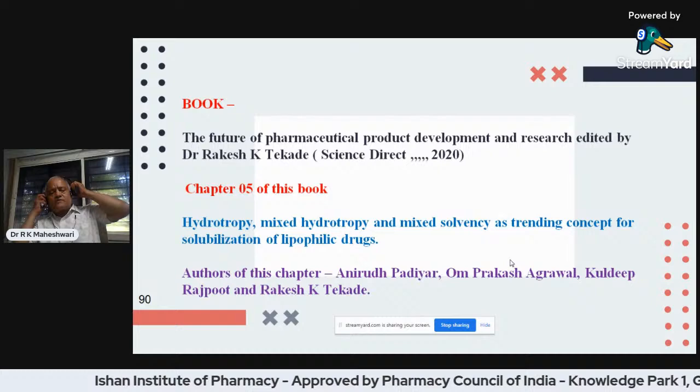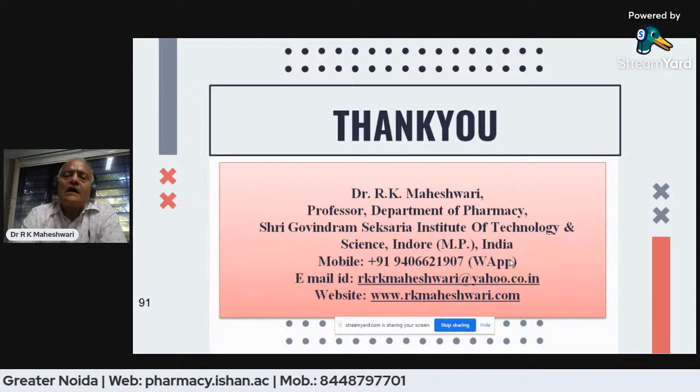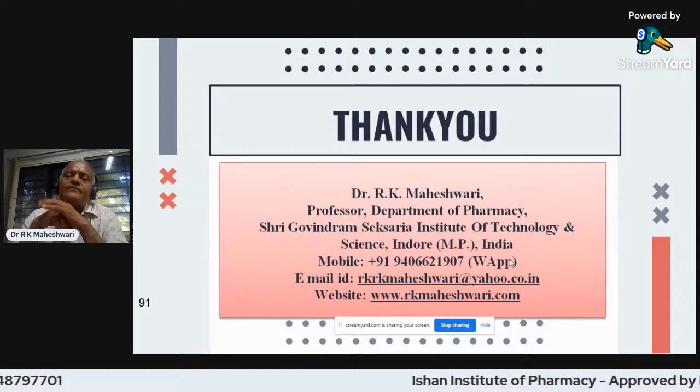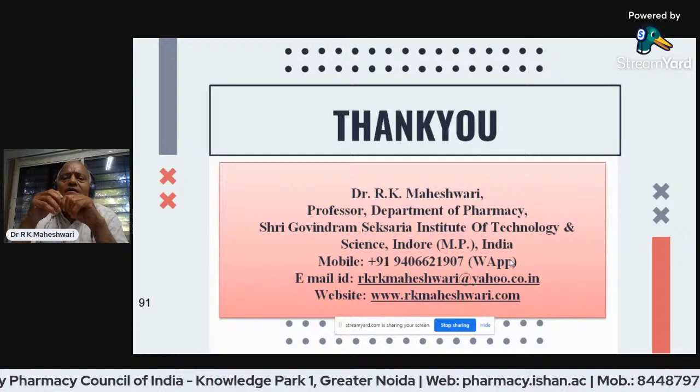And one more book recently has been published by about 9-10 foreign authors. I can give the details to those who need it. It is on green chemistry. 13 chapters have been written by authors, mostly Indian as well as foreign, from France, Japan, Egypt, Saudi Arabia, Australia, and so forth. They have written a book on green chemistry.